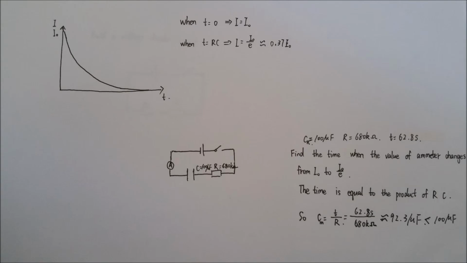So C is equal to time over R. By doing the lab, we got C is equal to 92.3 μF, a little bit smaller than the real value, 100 μF. Actually, I have to say that reading the value of 0.37 I0 with eyes is really difficult, which may lead to the error.